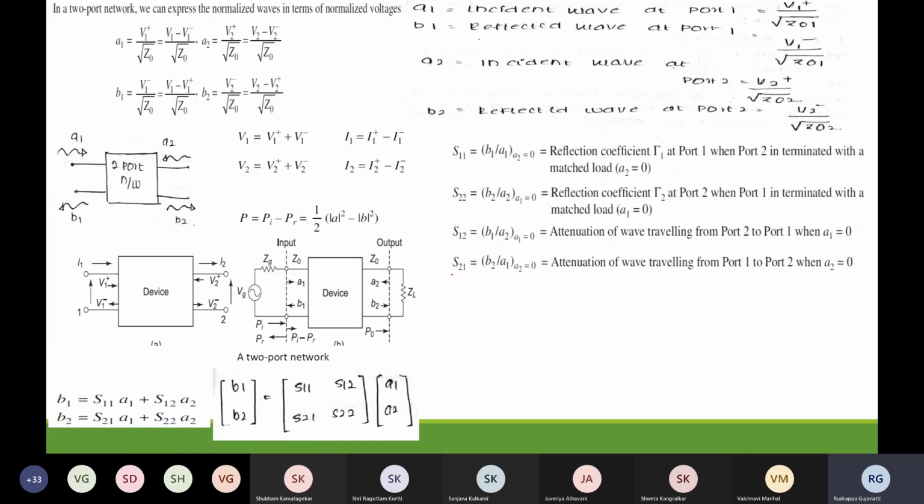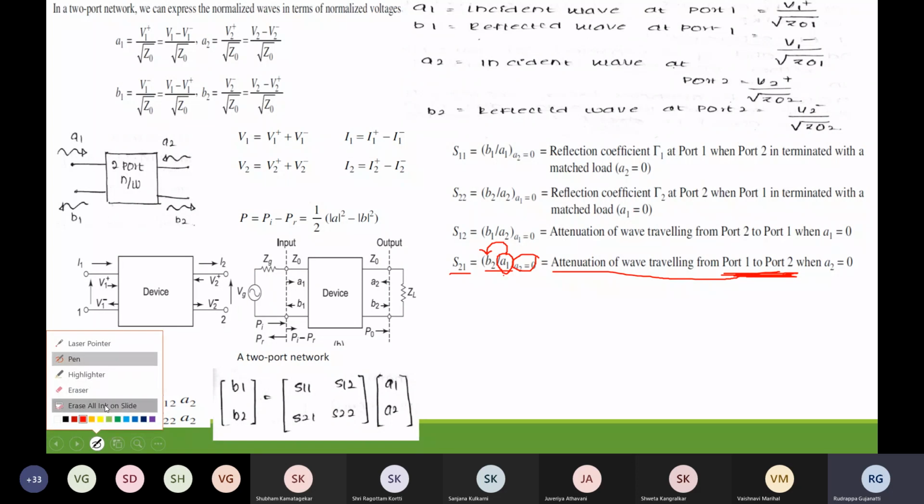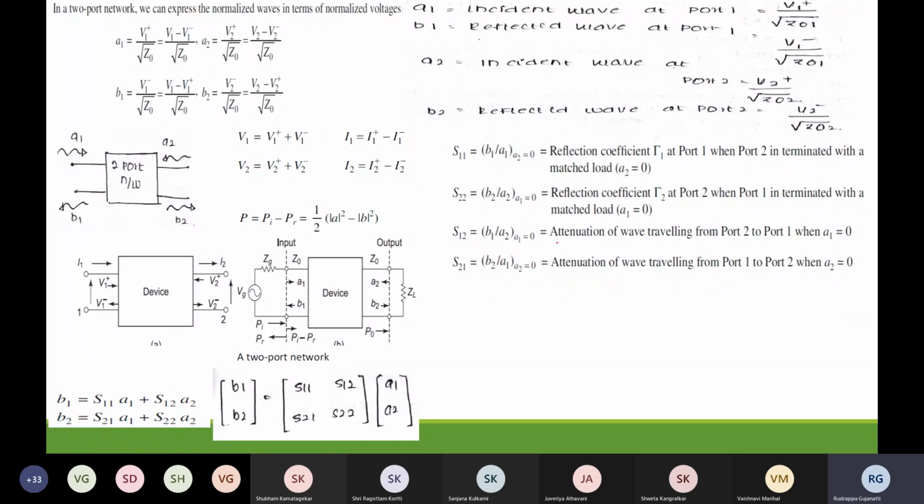Similarly, for S21, we have B2 divided by A1. Here you are observing the attenuation when the wave is traveling from port 1 to port 2, under the condition that A2 is 0, that is port 2 is terminated. Now, this parameter specifies another thing also. We have already gone through that. It gives you the information regarding the transmission coefficient.